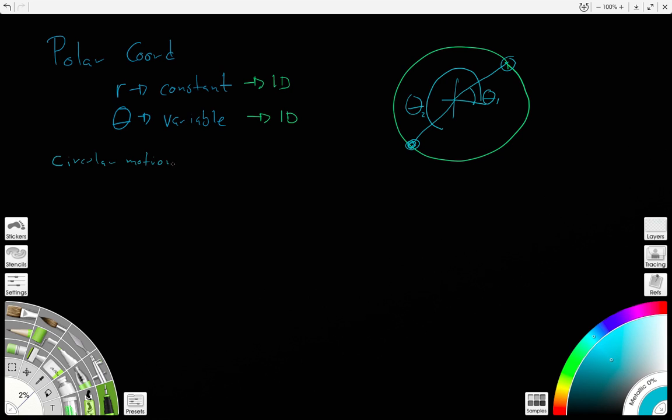Circular motion is one-dimensional if we're moving along a uniform circle, because that means our variable r is not changing. Therefore, the only variable that is changing is theta, so we only have one-dimensional motion. Let's step back a little bit and remember what normal straight line motion was.